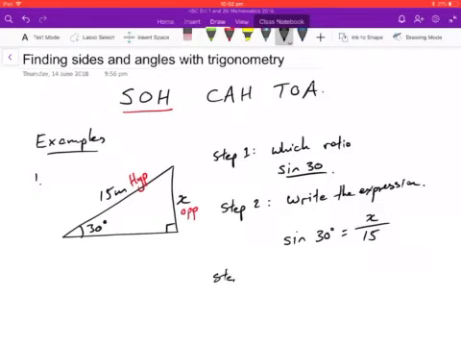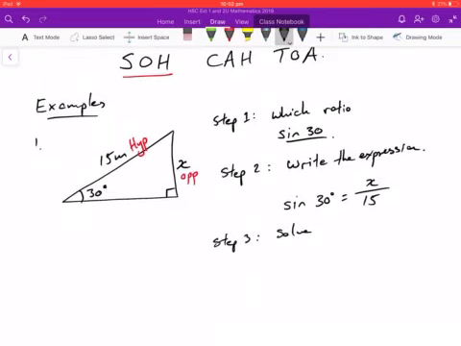And then, of course, step 3 is solve. So if I want to get x on its own for this one, I'm going to multiply both sides by 15. So we're going to get 15 times sine 30 degrees is equal to x. So if I turn it around and I find what that is, in this case it's going to be 7.5. Making sure if units are involved, 7.5 meters. So that's an example of finding the side.